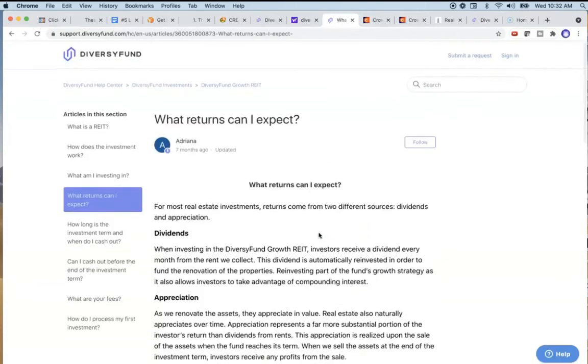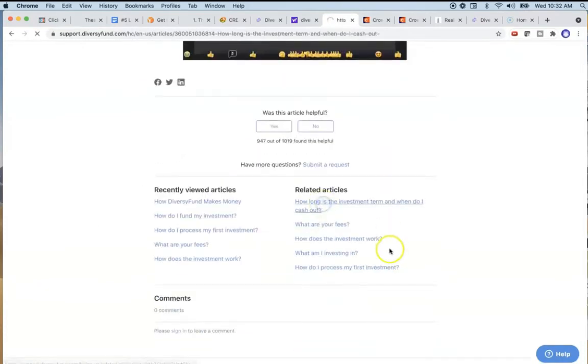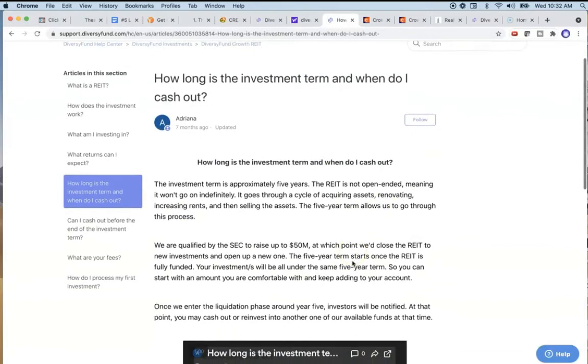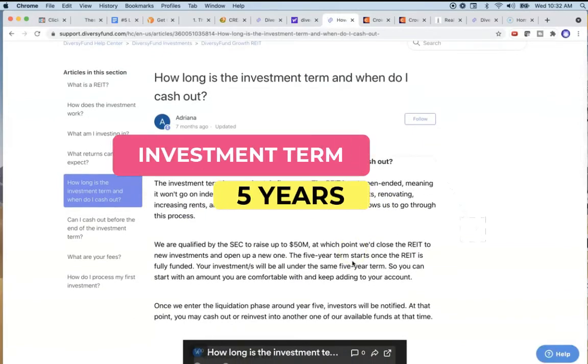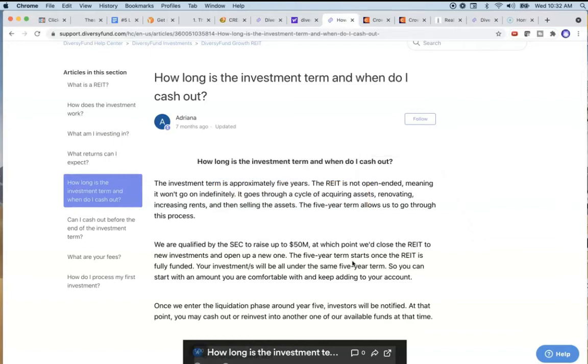Oh, and then one last thing. How long is the investment term and when do I cash out? The investment term is about 5 years. It's not open-ended. It won't go on indefinitely. It goes through a cycle of acquiring assets, improving them, and then cashing out. They're qualified to raise up to $50 million, at which point they'd close the REIT and then open a new one, which is probably why RealtyMogul has a few REITs going on as well.